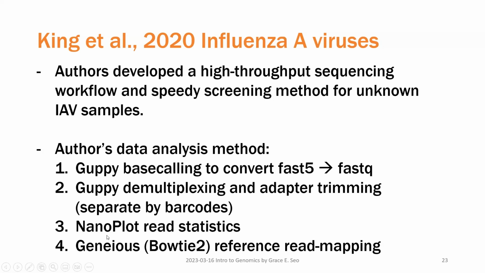The third step is NanoPlot to generate read statistics. Their last step was using Geneious, in this case with the Bowtie2 read mapper to map against a reference. This paper was actually comparing their results with another sequencer. So the analysis method may differ depending on your experience, but we will only focus on the nanopore aspect.